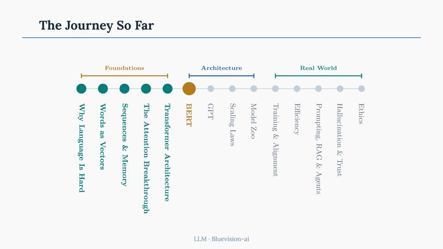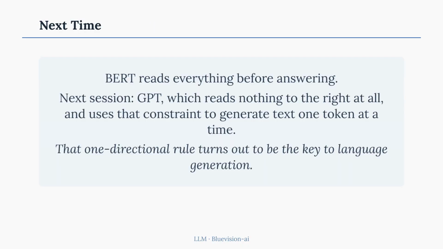And if we zoom out, the whole course sorts into 3 phases. Foundations, sessions 1 through 5, the ideas behind every model. Architecture, sessions 6 through 9, BERT and GPT, and what comes after them. And real world, sessions 10 through 14, what it takes to train, deploy, and trust these systems. One more thing before we go. BERT reads everything before answering. Next session, GPT, which reads nothing to the right at all, and uses that constraint to generate text 1 token at a time. That one-directional rule turns out to be the key to language generation and the foundation for every chat model you've ever used.